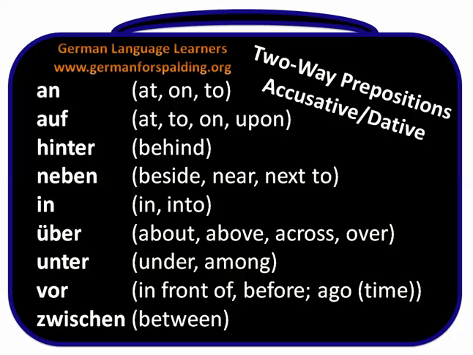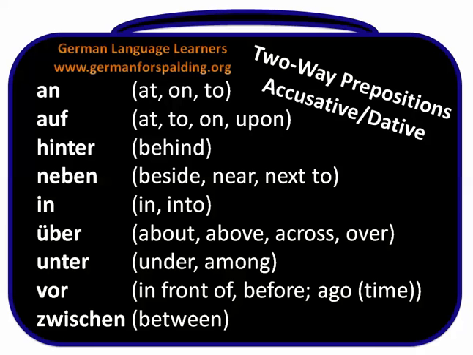So we have 9 of these. An, which in English, again, the meaning can vary based upon context, but at, on, or to. Auf, at, to, on, or upon. Hinter, behind. Neben, near, next to. In, just what you would think. Sometimes it can mean also into. Über, above, about, across, over. Unter, under, and among. Vor, in front of, before, and sometimes when used with time it can mean ago.